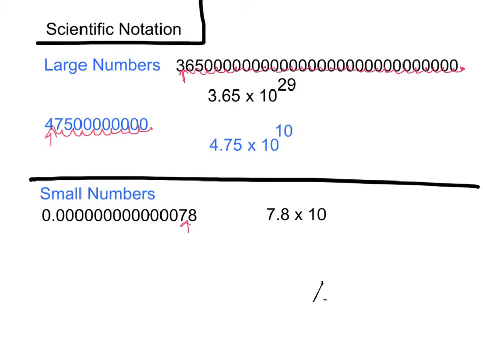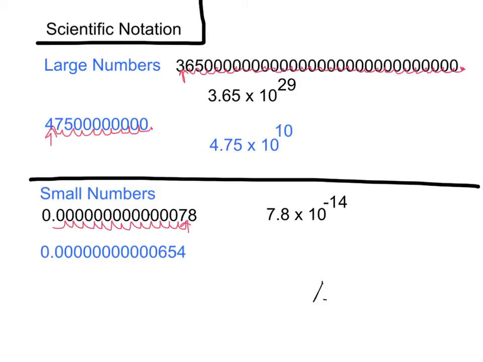So we're going to do the same thing. We're going to move that decimal 1, 2, 3, 4, 5, 6, 7, 8, 9, 10, 11, 12, 13, 14 places. But this time, because it's a very small number, we write negative 14. So it becomes a negative.